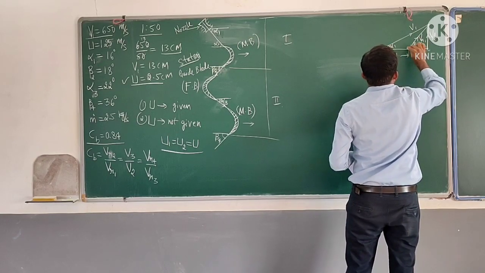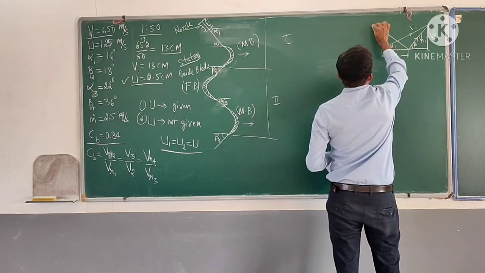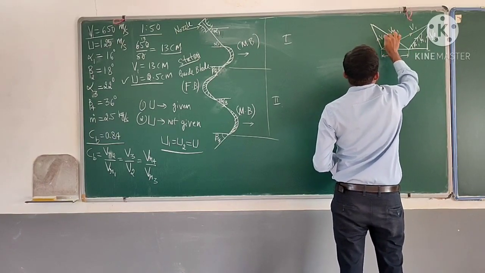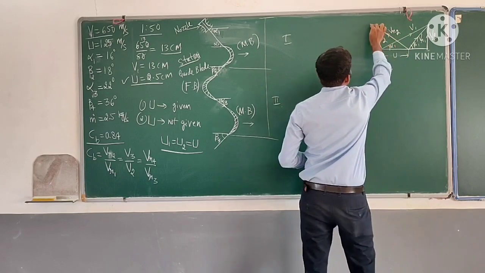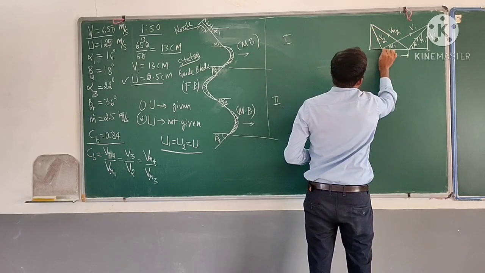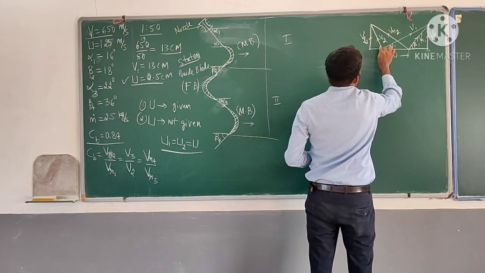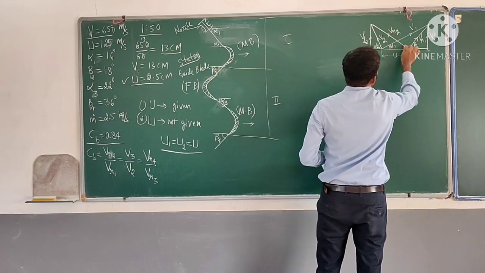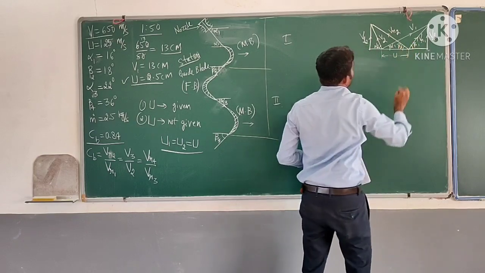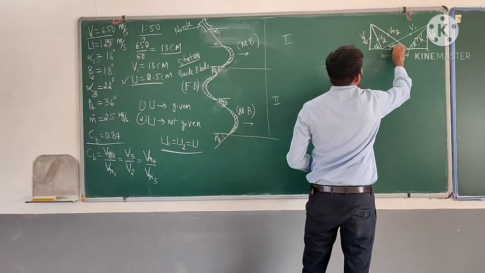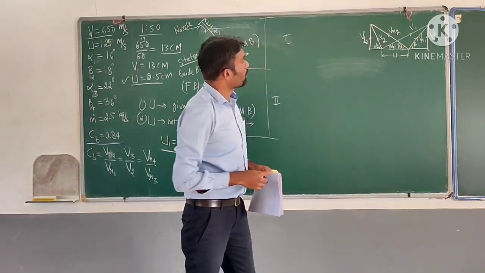So on this side we have the outlet, VR2, V2. This is the perpendicular line, which is VF2. So the angles here we have alpha 2, here we have beta 2. So usually we have to draw a rough sketch so that it becomes useful while following the graphical method.